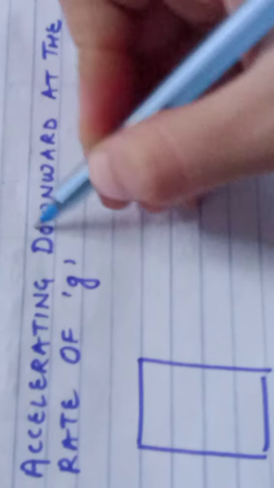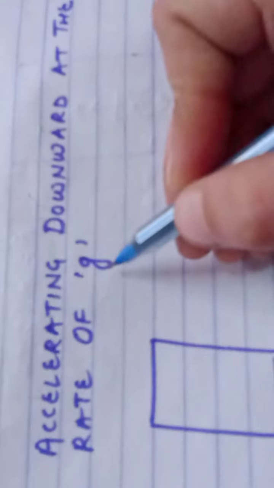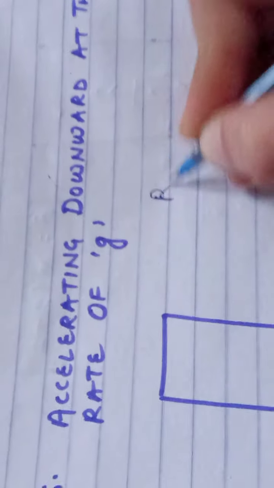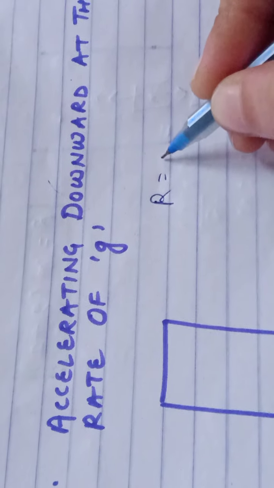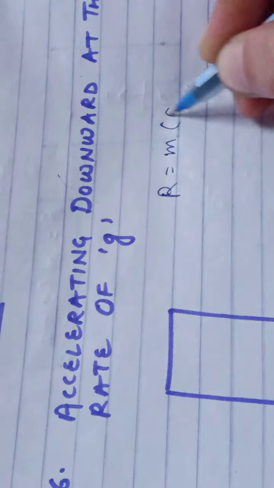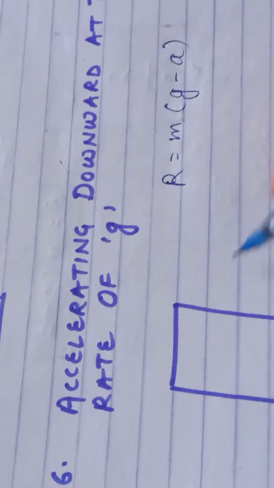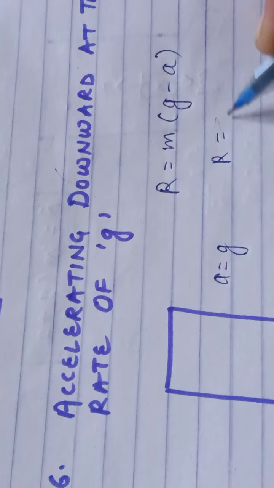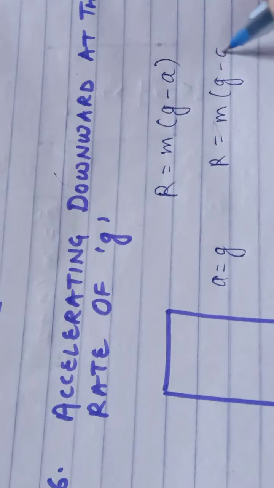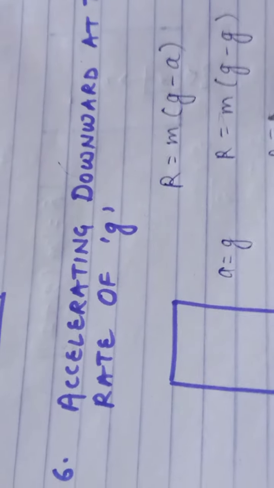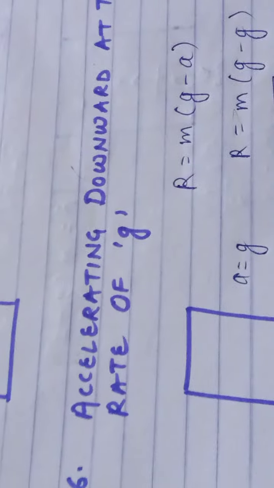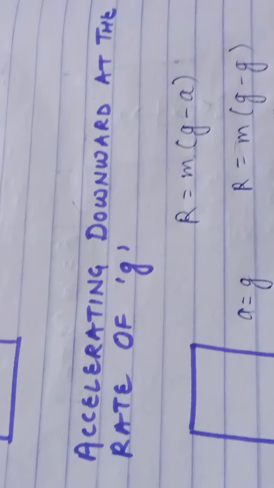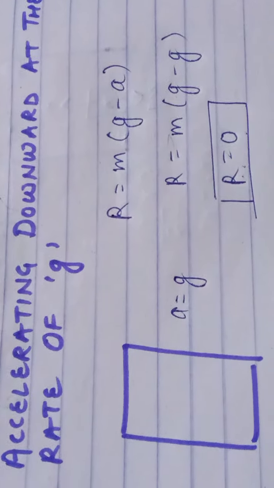The next condition is accelerating downward at the rate of g. R is equal to mg minus a, where a is equal to g, then R is equal to mg minus mg. R is equal to 0. In this condition, R is equal to 0.